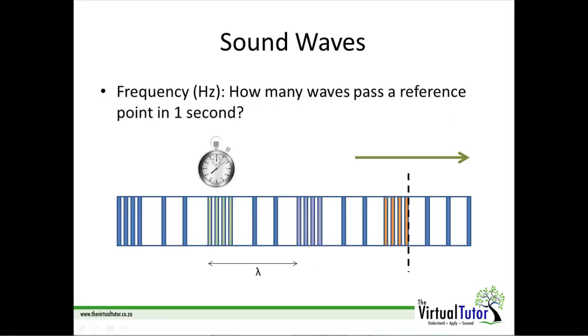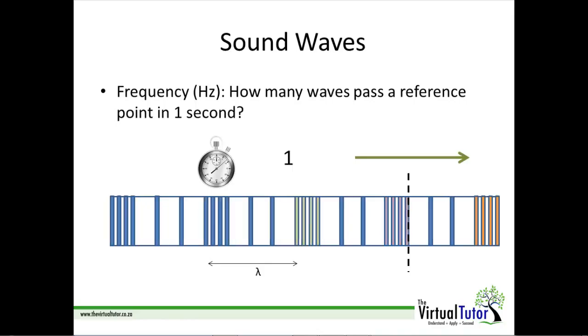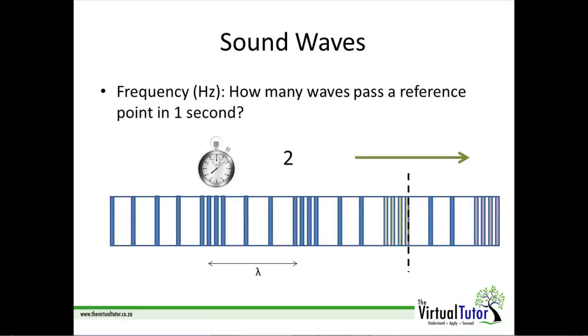The frequency of a wave is a measure of how many waves will pass a reference point in 1 second. 1, 2. The frequency of this wave is therefore 2 waves per second, or 2 Hertz.